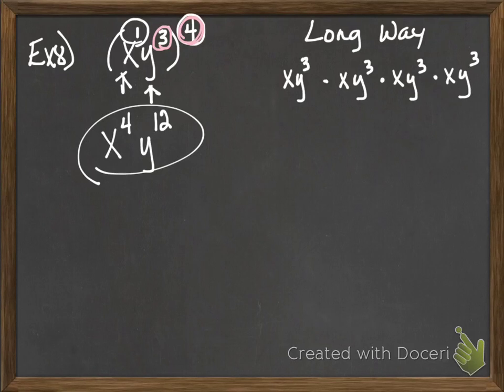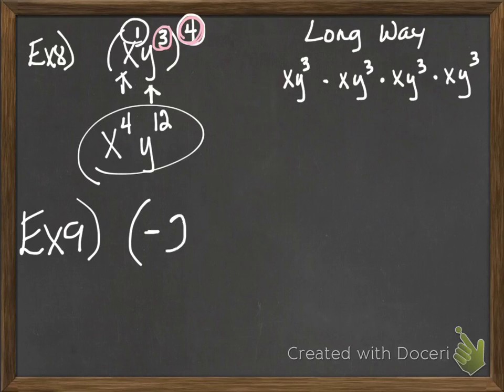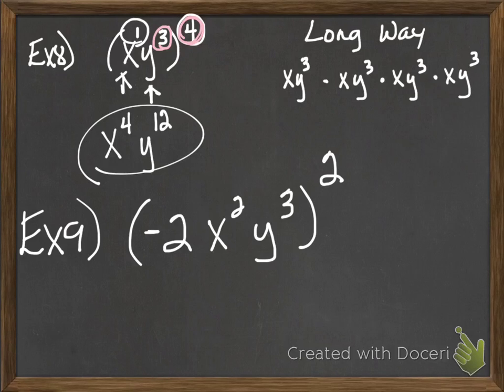Let's look at another example, example 9. All right, let's throw in a coefficient here. Negative 2 would be considered our coefficient. We have an x squared and a y to the third on the inside of our parentheses, and then on the outside we have a power of 2. Okay? Now, again, I'm just going to write the long way. I don't want you to do it the long way, but I want you to see what we're really doing here, and then I'm going to show you the shortcut.